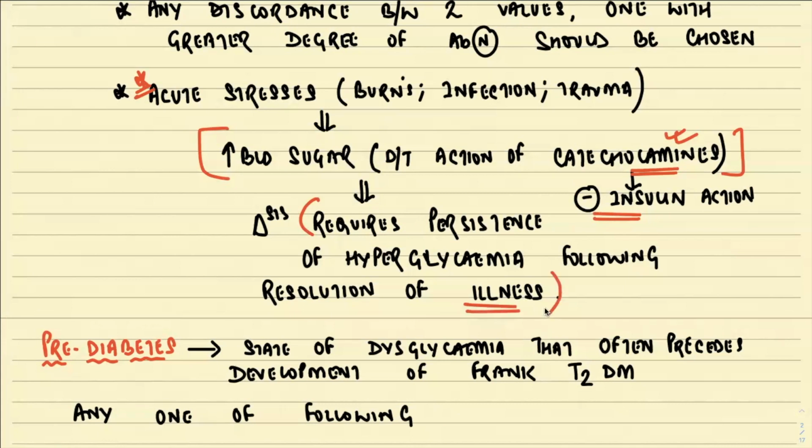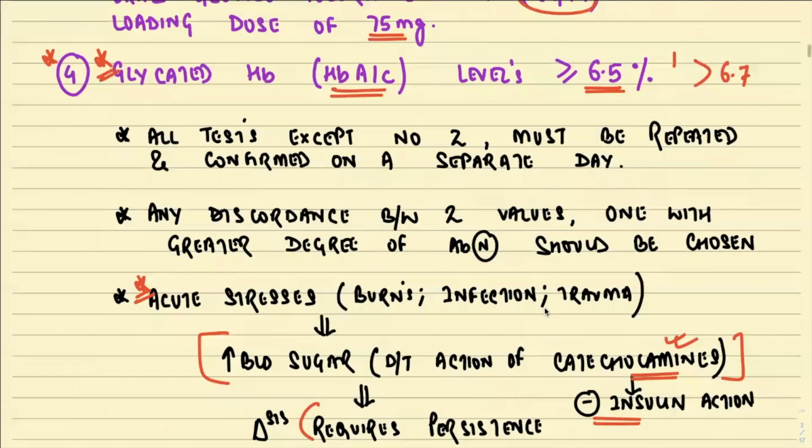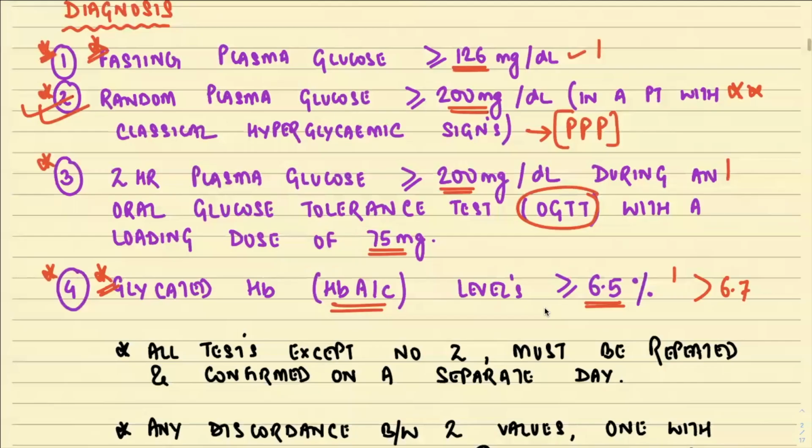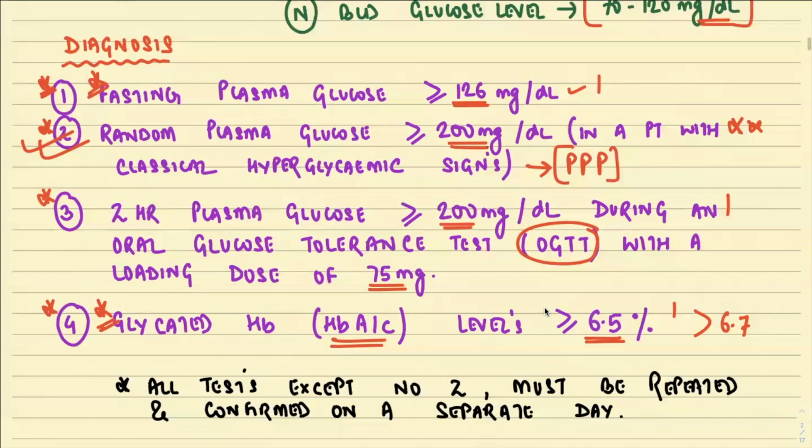After the acute episode is over, I have to check the blood sugar levels again and carry out a different confirmatory test to confirm. So remember, the test for diabetes mellitus is never done, or the diagnosis is never made, during periods of acute stress. Is this very clear? You should be thorough with the diagnostic criteria for diabetes mellitus.